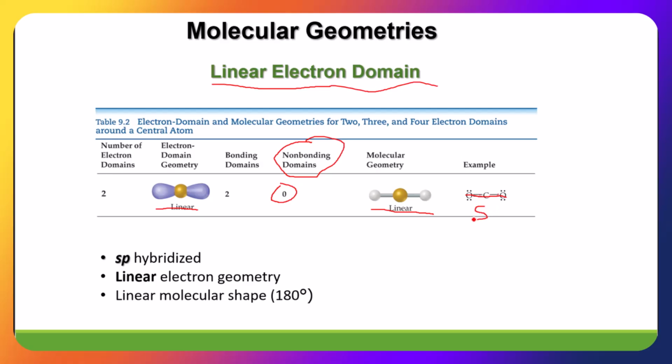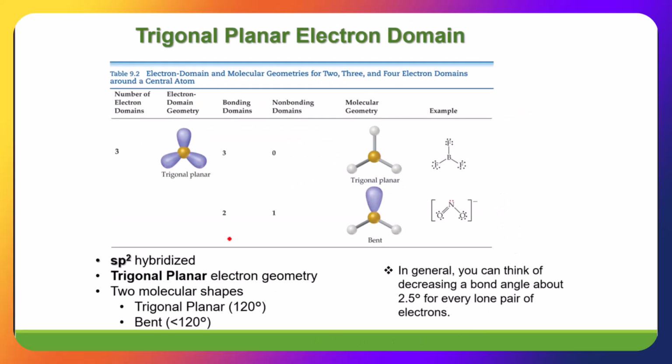The hybridization is sp. Remember, if you have an electron geometry that's linear, you need 2 domains. So that's 1 plus 1, which is 2 domains. sp hybridized, linear electron geometry, linear molecular shape. Oh yeah, bond angle 180 degrees, half of a 360-degree circle.